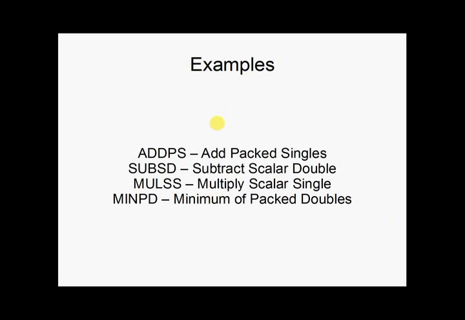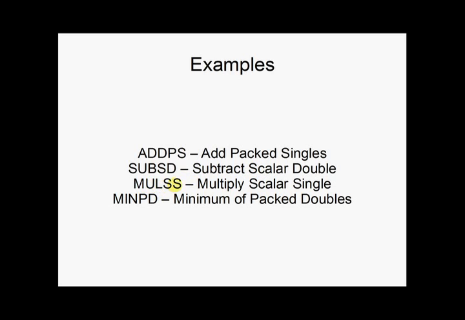Alright, here's a few examples of how to make these instructions. So here we've got ADDPS, which means add packed singles, and that's going to add 4 packed singles together at once, SIMD style. We've got SUBSD, which is subtract scalar double. So the S here means scalar, the D means double, and that's just going to do one operation, a subtraction of the low elements in the registers that you give it. We'll have an example in a minute to make it a bit more clear.